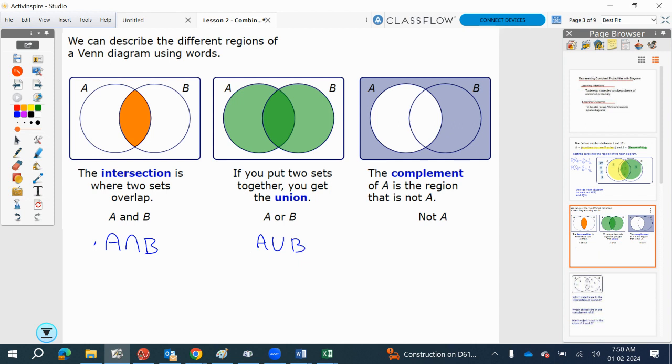And then we have the complement. So the complement of A is the region that is not in A. You see here in the last Venn diagram, it's shaded. How does the complement look? An apostrophe. Excellent. So this is not A.